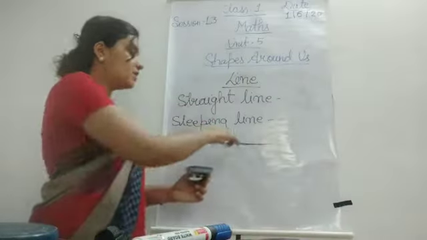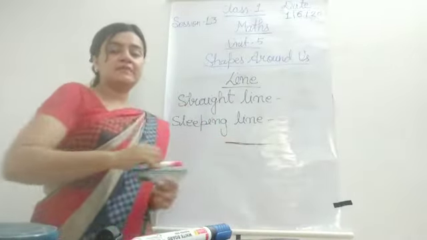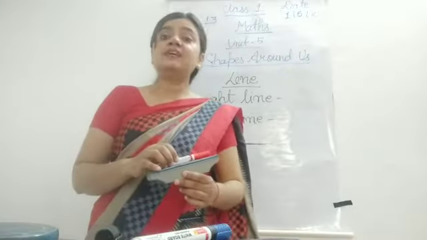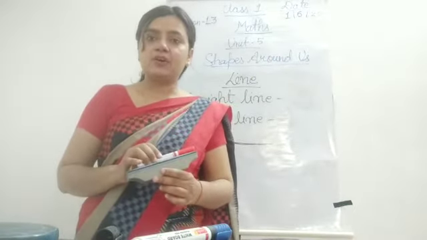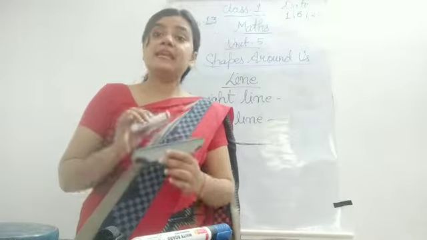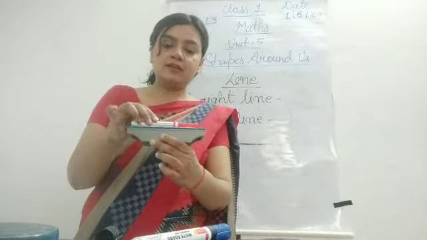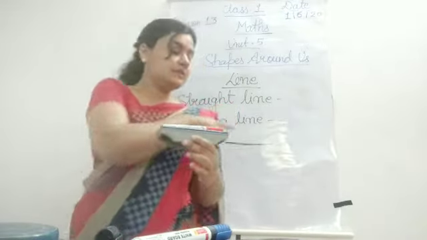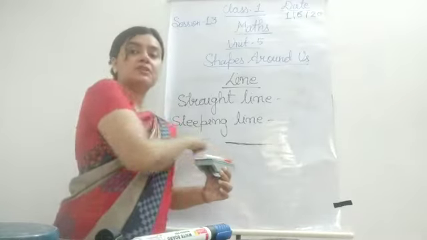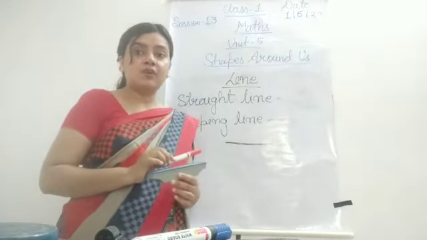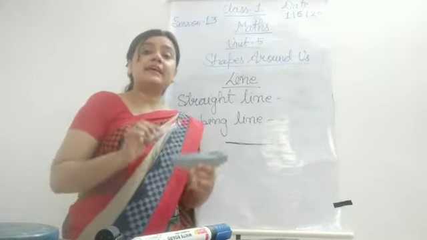So these lines are also like this. So that's why they are called what? That's why they are called sleeping line. See how I am sleeping here? Like this, no? See, lines are also like this. So this type of line is called sleeping line.